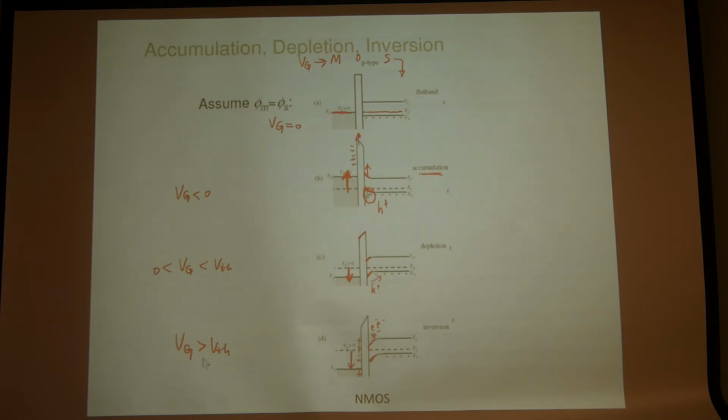But when the gate voltage is large enough, let's say larger than the threshold voltage, this band is so bent that the Fermi level at the surface is close to the conduction band edge EC, where you induce the emergence of electrons. So then you will have electrons at the surface. That is the inversion.